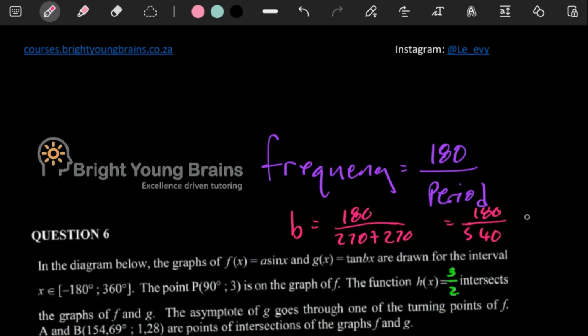Refuse to work. But anyways, in the calculator, let's see what this value is. 180 divided by 540. It's 1 over 3. This makes sense because this is saying that in a space of 180 degrees, you have 1/3 of a graph, which is what we're seeing in our image. So don't fight it, just accept. So that's for a and b.